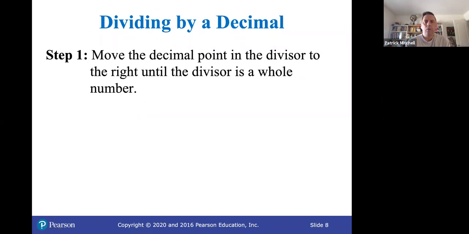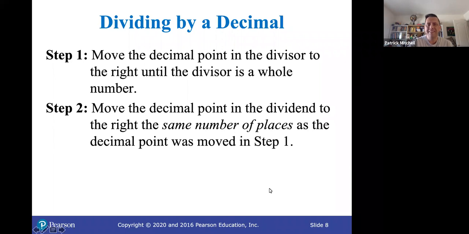All right, now when your divisor is a decimal, that's a little different. What you have to do then is move the decimal point in the divisor to the right until the divisor is a whole number, all right? And then move the decimal point in the dividend the same number of places. So if you had to move the decimal point in the divisor 2 places to make it a whole number, you also move it 2 places to the right in the dividend.